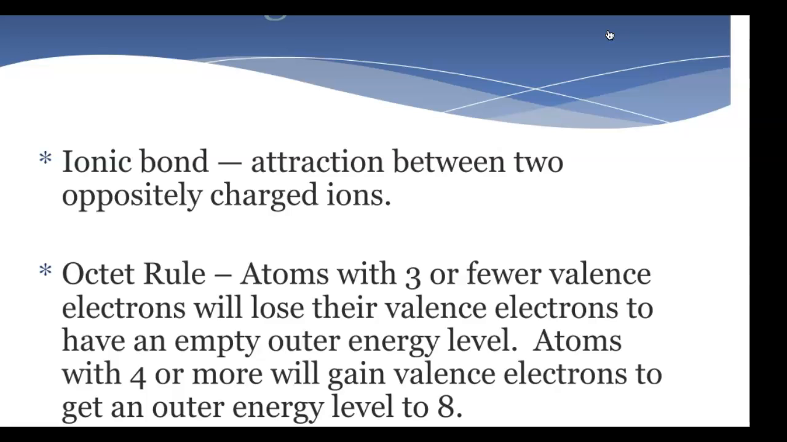So the octet rule says when you have 4, you're either going to gain or lose depending on what kind of element it is. If you have 5, 6, or 7, you're going to take the number of electrons you need to get to that magic number of 8. So if you have 5 valence electrons, you're going to take 3 valence electrons. 6 valence electrons, you're going to take 2 more. And if you have 7 valence electrons like the halogens, the group 17, they will take 1 more to get to that magic number of 8. You really need to understand this octet rule.